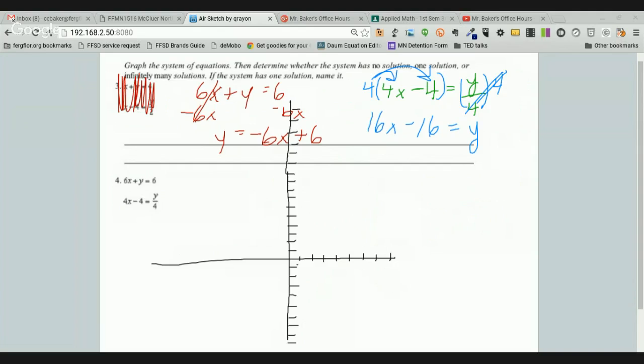Alright, let's do the red one. 1, 2, 3, 4, 5, 6. For the y-intercept, the slope is negative 6 over 1. Down 6. 1, 2, 3, 4, 5, 6. And right 1. Down 6. 3, 4, 5, 6. Right 1. Let's draw our line.